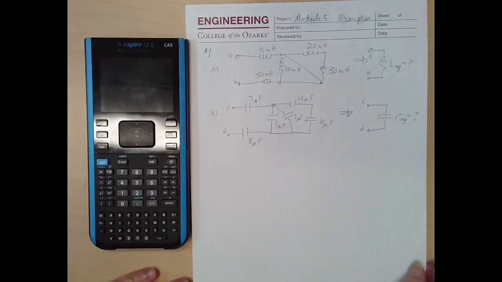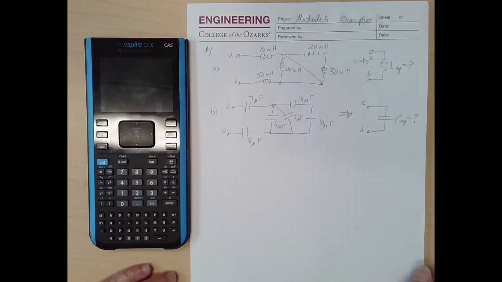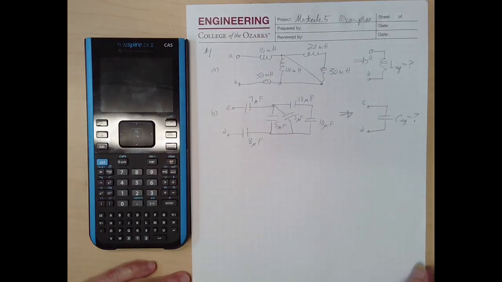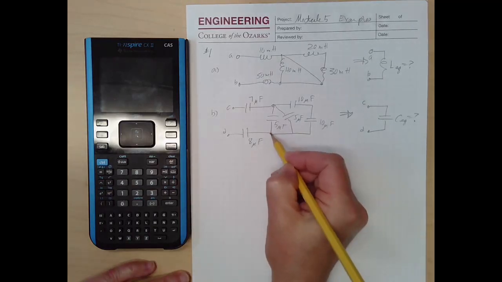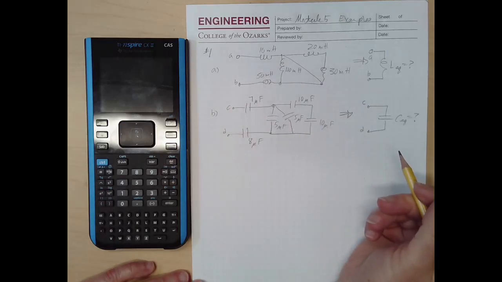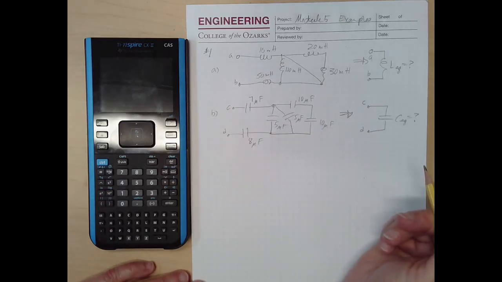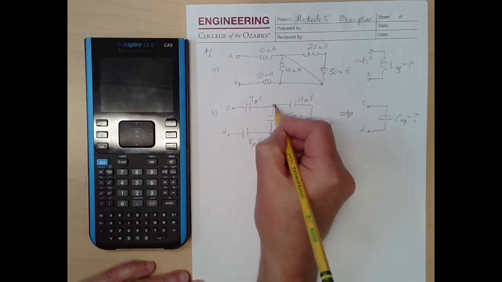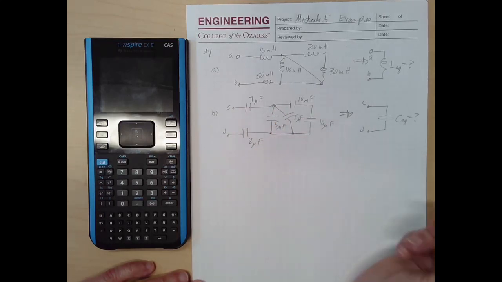All right, let's look at some examples for Module 5, looking at inductors and capacitors, kind of taking a step back and looking at some problems, not just AC sinusoidal, but going back to some of the basics where we're going to need to do maybe a little more calculus kind of answers here. But first off, let's just do some combinations.